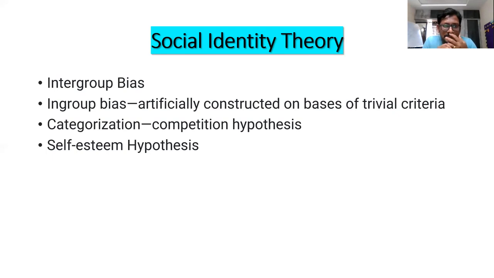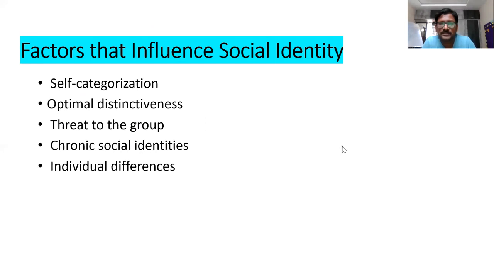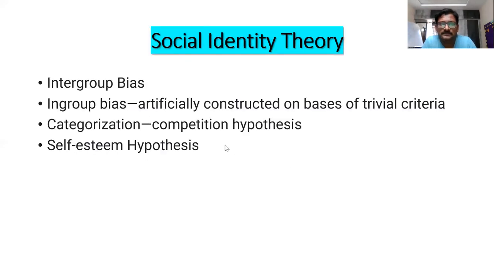So we have discussed intergroup biases, in-group biases, the categorization or competition hypothesis, and the self-esteem hypothesis within social identity theory. When we talk about factors that influence social identity or self-categorization, they are optimal distinctiveness, threat to the group, chronic social identities, and individual differences. These are the factors which influence social identity.